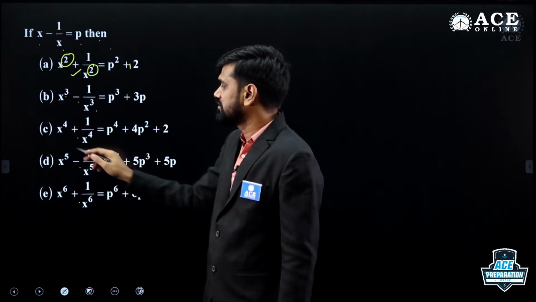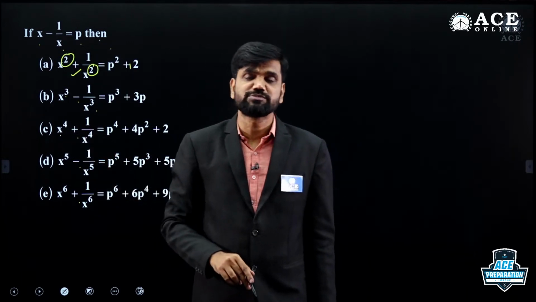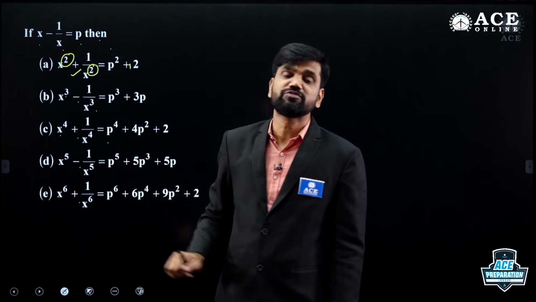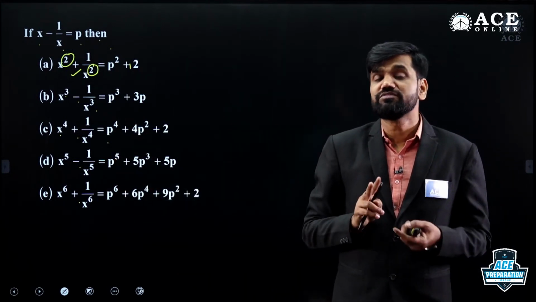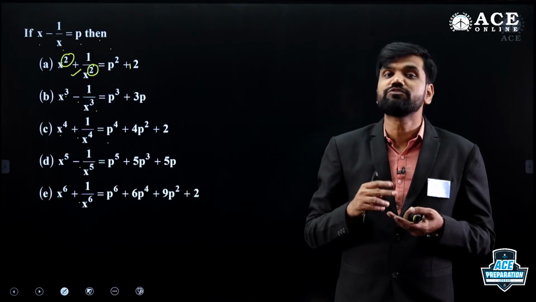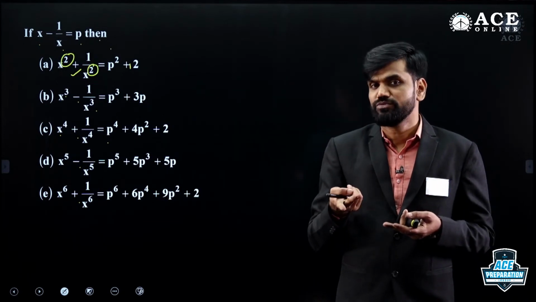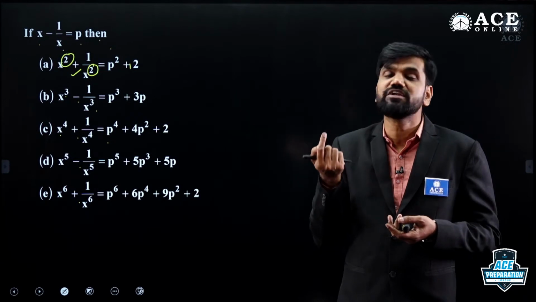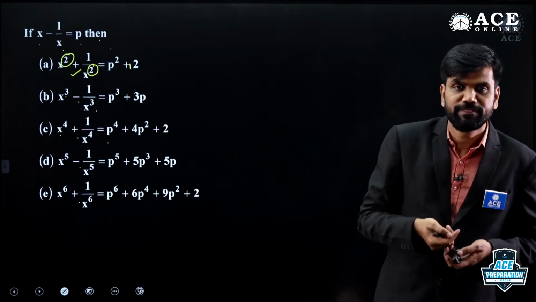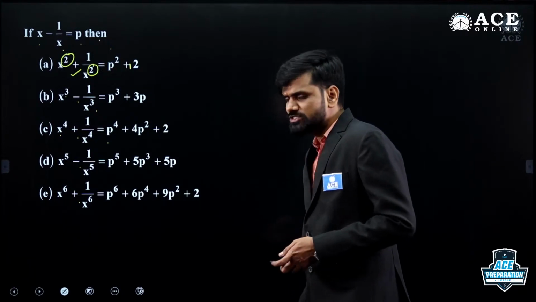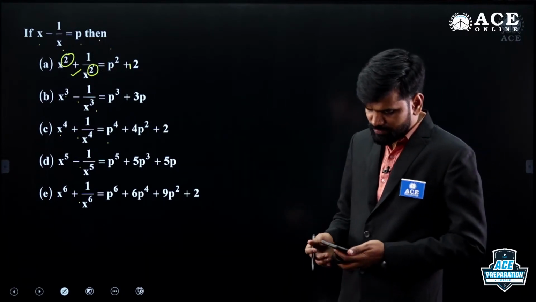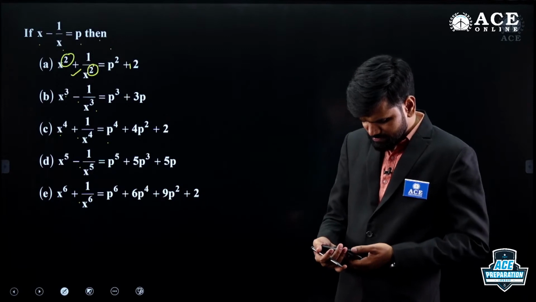If at all you are willing to find x power 4 plus 1 by x power 4, you will be starting off with p power 4. So coefficients in case of 4 are what? 1, 4, 2. So that will be p power 4 plus 4p square plus 2. So powers of p, you will keep on reducing it by 2 every time. Getting it? Just go through the list once. Let's go for the problems based on this.